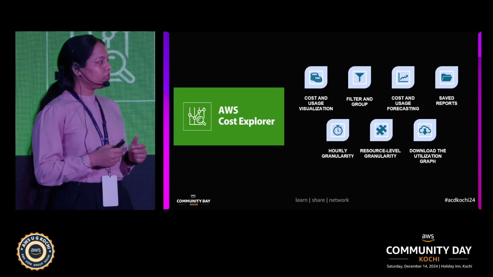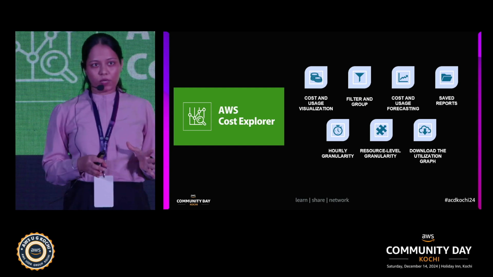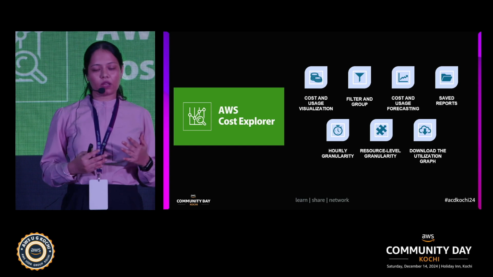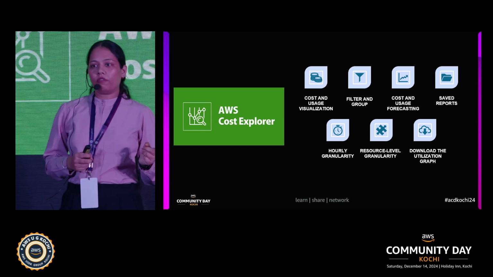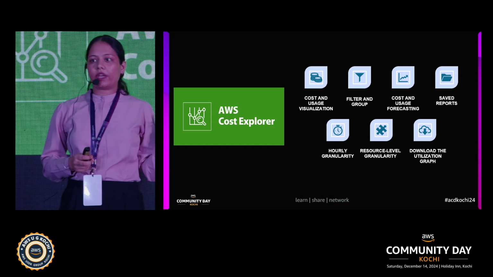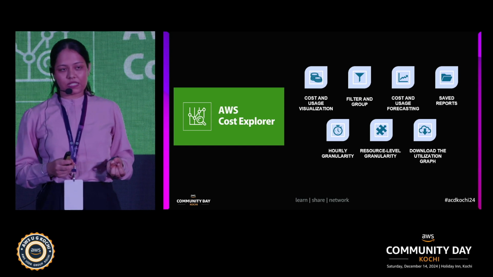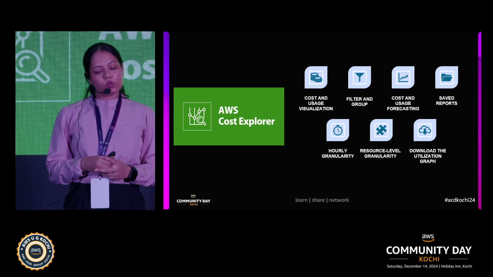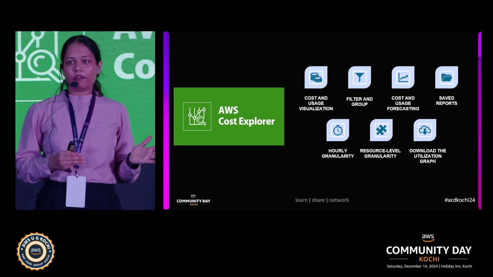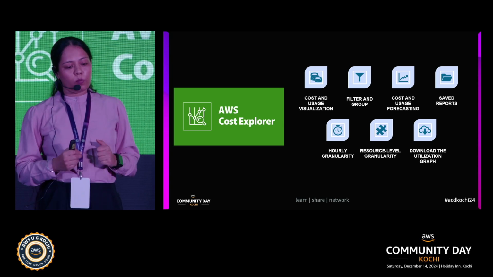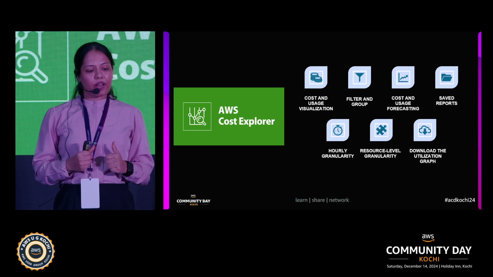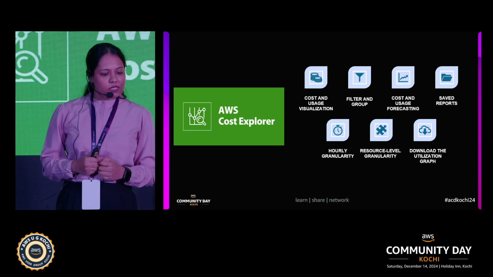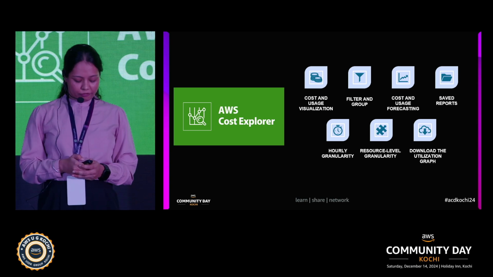A few things about AWS Cost Explorer: it helps us visualize in terms of graphs, so it will be easier for us to understand where my spending is and what the utilization is. Then, as I mentioned, the filters and groups. There you can filter depending upon the resource type, and for the month granularity that you can do. Then we have cost and usage forecasting. Depending upon the historical data, we can forecast what my future spending will be. We can save the reports. There will be hourly granularity, monthly granularity. We have resource level granularity as well, and we can download the utilization graph.